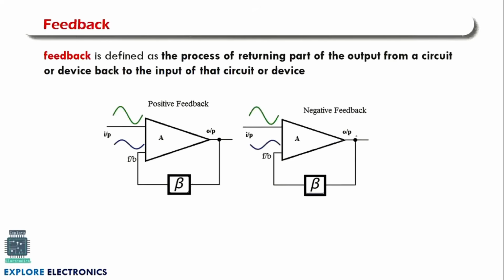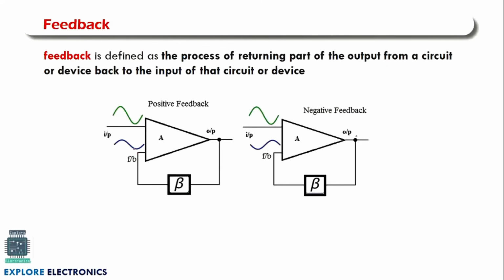And then the next concept with respect to the amplifier is feedback. What is feedback? Feedback is defined as the process of returning or giving a part of the output from a circuit back to the input. Here in the figure you can observe there are two types of feedback. One is positive feedback, another one is negative feedback. In the positive feedback, the output is given back through the feedback circuit to the input.